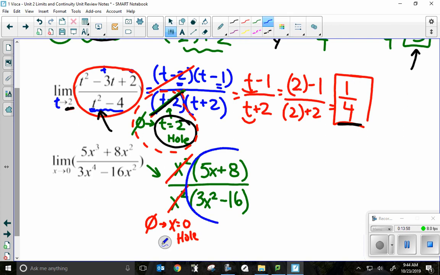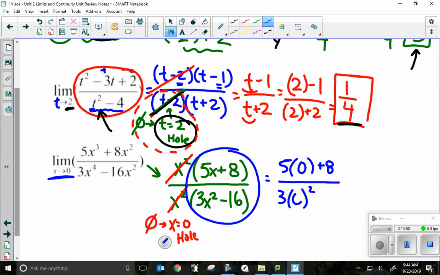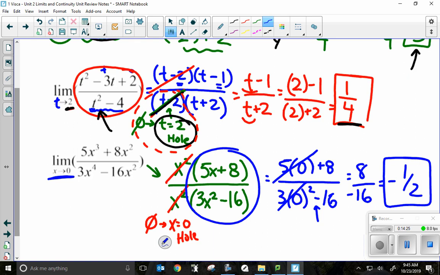We can definitely throw a 0 in for x here. So it's 5 times x, which is 0, plus 8, over 3 times x squared, which is 0, minus 16. Okay? Anything times 0 goes away. 8 over negative 16, not just 8 over 16, but negative 16. Can't forget our sign. Negative 1/2. Bam. There we go.